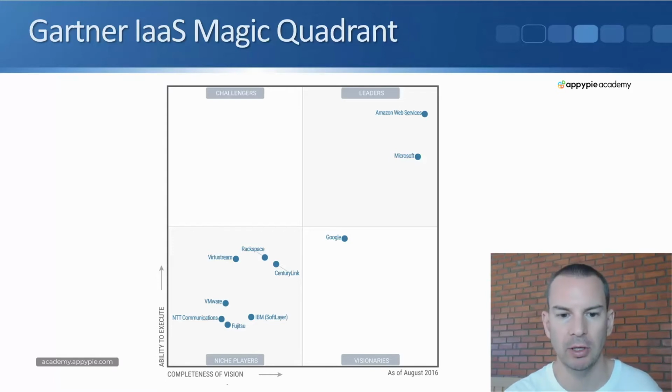If you have a look in the bottom section as well, you see Google also provide cloud services. Other well-known providers are VMware, have got their own service, also IBM Software and Rackspace.